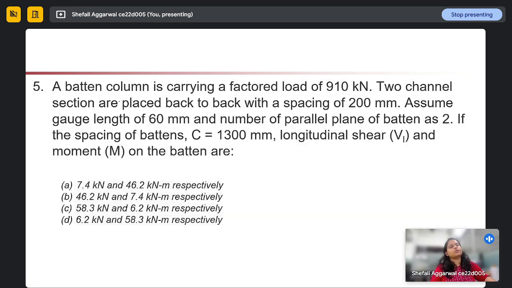So we'll go to the next question. A batten column is carrying a factored load of 910 kilonewton. Two channel sections are placed back to back with the spacing of 200 mm. Assuming gauge length of 60 mm and number of parallel planes of batten as 2, if the spacing of batten C is given by 1300 mm, longitudinal shear and moment of the battens are. You can take 2 minutes, 5 minutes and try to solve the question.